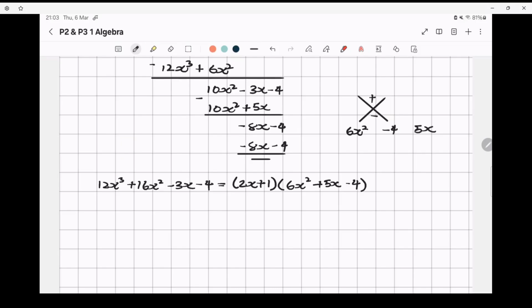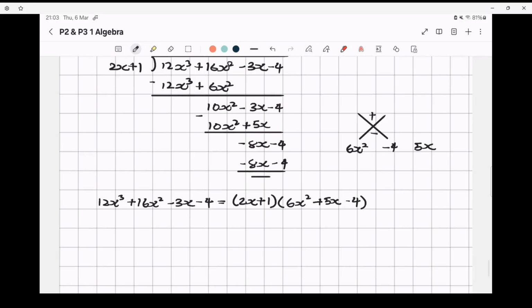Plus minus. So this should be, let me think about this. So that should be 3.